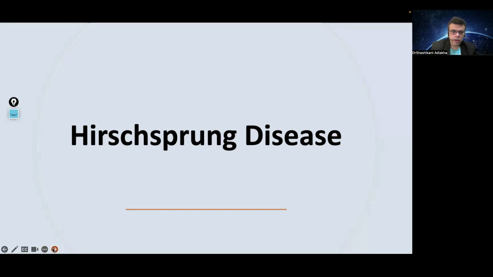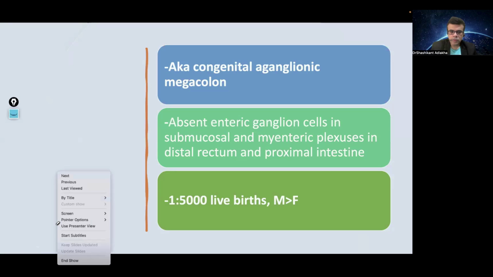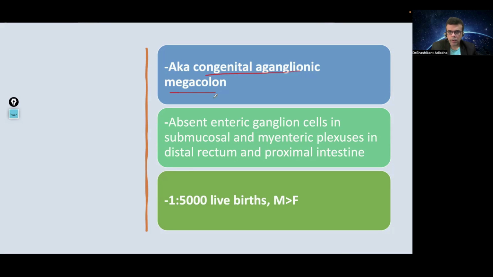Welcome to the video. Today we are going to discuss an important and common clinical lesion, that is Hirschsprung's disease. Hirschsprung's disease is also called congenital aganglionosis or congenital aganglionic megacolon. So please remember this name, congenital aganglionic megacolon.